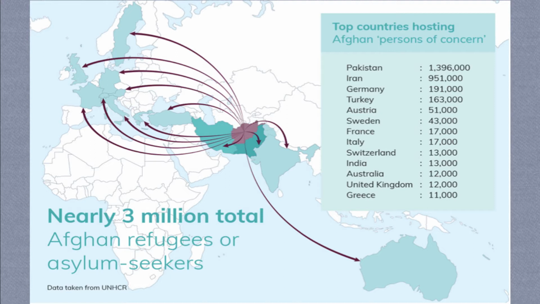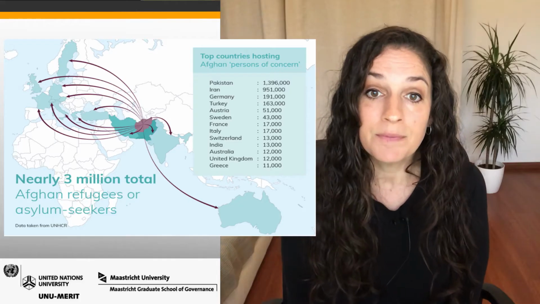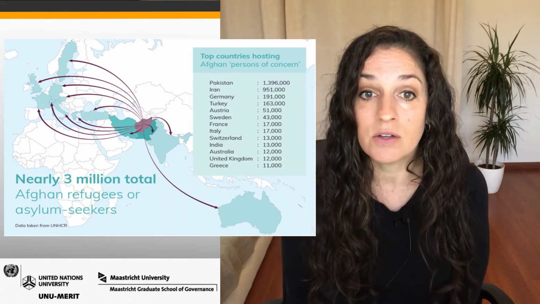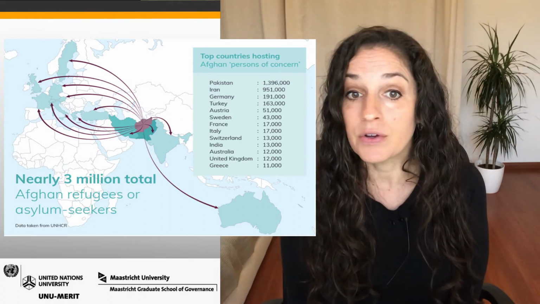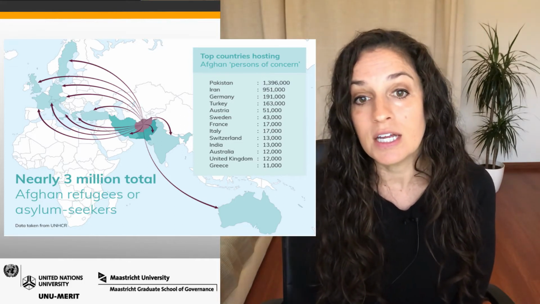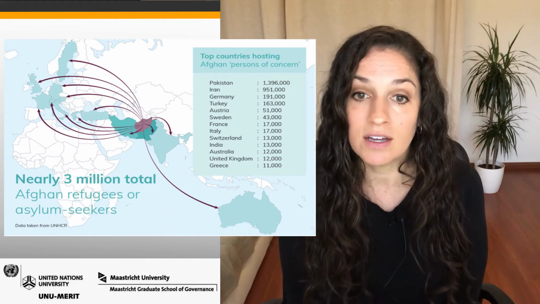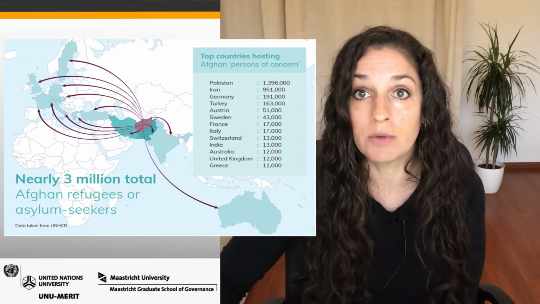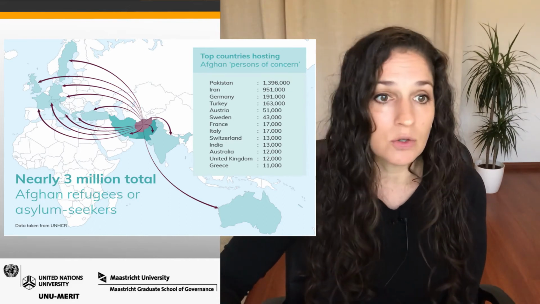So you see about 1.3 million Afghans in Pakistan, close to 1 million in Iran, close to 200,000 in Germany, about 160,000 in Turkey, 50,000 in Austria, 40,000 in Sweden, around 17,000 in France and Italy, 13,000 in Switzerland and India, 12,000 in the United Kingdom and Australia, and around 11,000 in Greece. So still a very large number of refugees and asylum seekers being hosted in these countries.